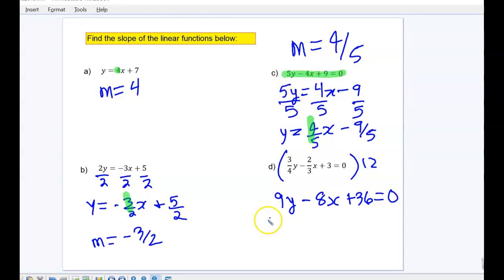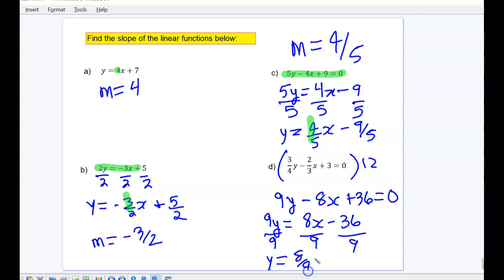So now I'm back to a question like C. So I want to get the 9y by itself first by adding the 8x and subtracting the 36 over. And now I'm back to a question like B. So now I have to divide by 9. So I'm left with y is equal to 8 over 9x minus 4. So my slope is the value in front of x. So in this particular case, my slope is 8/9.